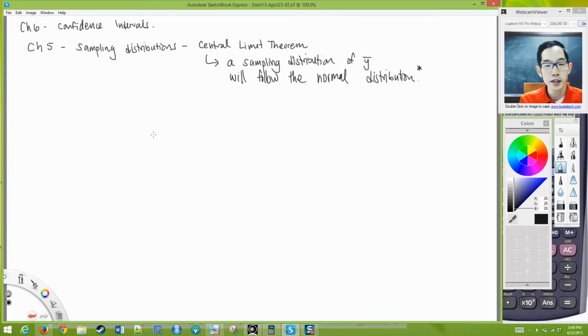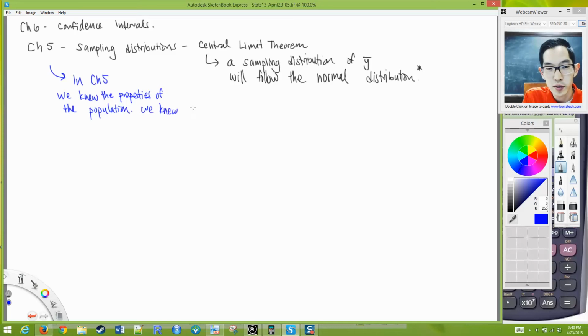All right, so let's get into the idea behind confidence intervals. Okay, so in chapter 5 we were talking about the sampling distribution, and we said if the population has these properties, meaning I told you the population had a certain mean and a certain standard deviation. So in chapter 5 we knew the properties or parameters of the population. Okay, we knew mu and the standard deviation sigma. Okay, but in real life this is almost never the case.